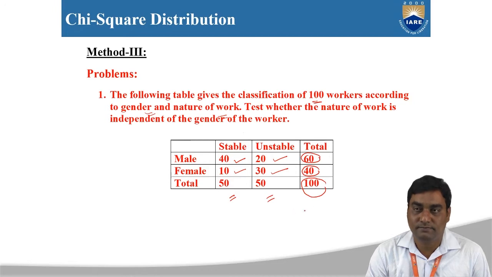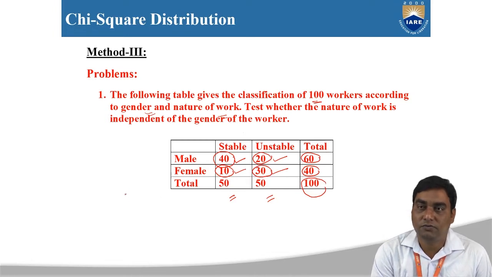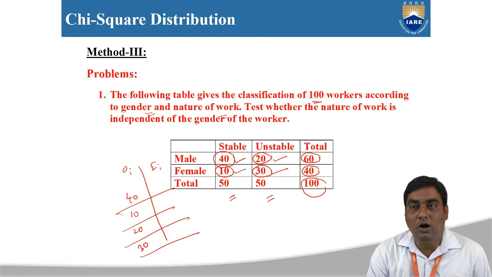This data is given. Now, what are the observed frequencies in this data? These are 40, 10, 20 and 30. These four observed frequencies are given. The total values we are not going to consider. So, the four observed frequencies are 40, 10, 20, 30. We should find the expected frequencies corresponding to the observed frequencies. How to find expected frequency in method 3?